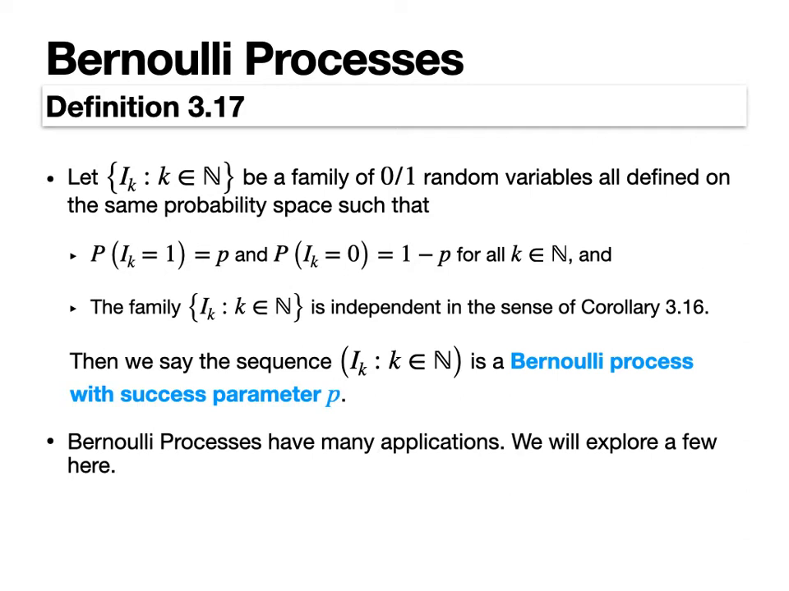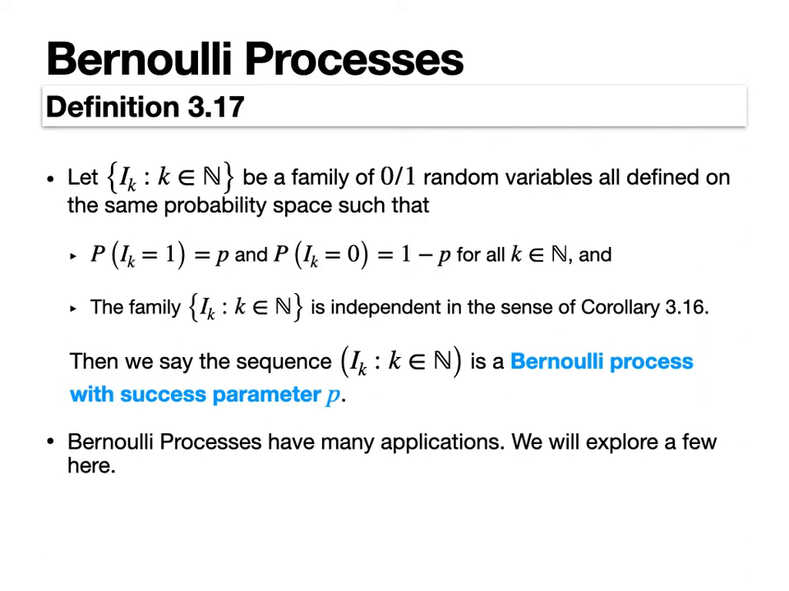And the assumption is that the family of random variables I sub k is independent in the sense of corollary 3.16. That means, you'll recall, that the probability of any intersection of events involving the I sub k's is simply the product of the probabilities of the individual events. And so that's what a Bernoulli process is.